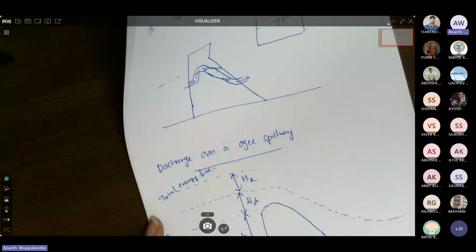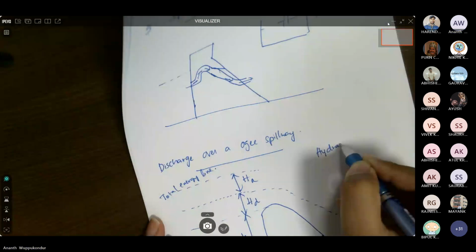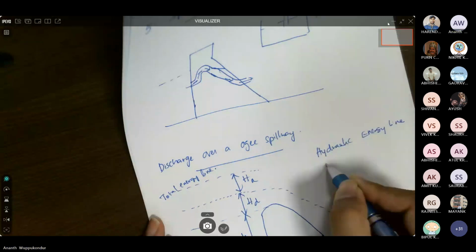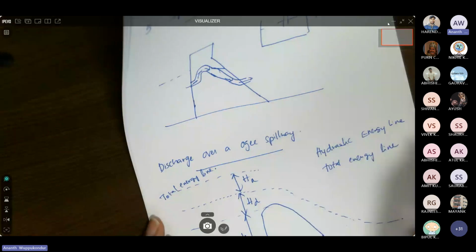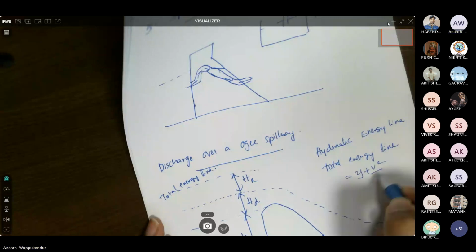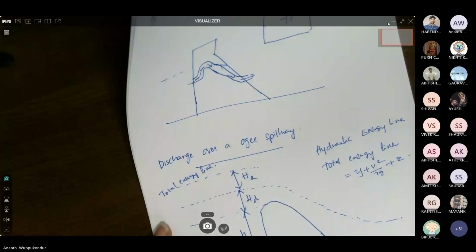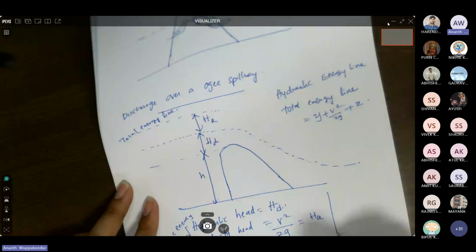So from open channel flows, you might remember there is a hydraulic energy line and then total energy line. So the total energy line is flow depth plus velocity head plus the elevation. Now, the discharge over a spillway is dependent on this specific energy.